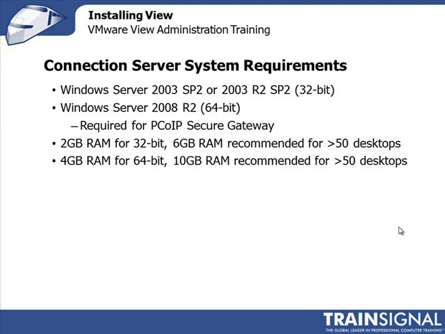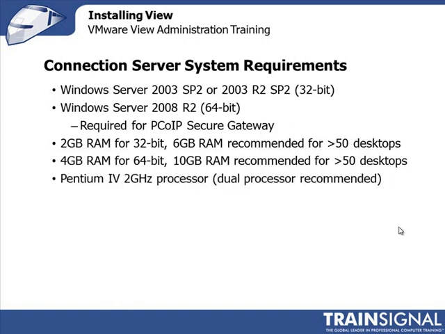If you're going with a 64-bit environment, each server will need about 4 gigs of RAM. And for scale, consider putting in 10 gigs of RAM. These minimum requirements will work well for a POC or a pilot infrastructure. As you scale into production, you'll definitely want to keep an eye on the RAM utilization and be prepared to increase it as necessary.